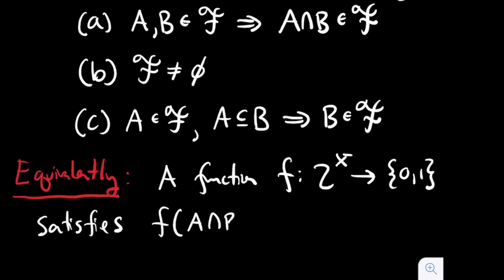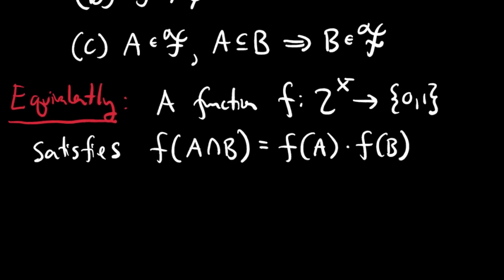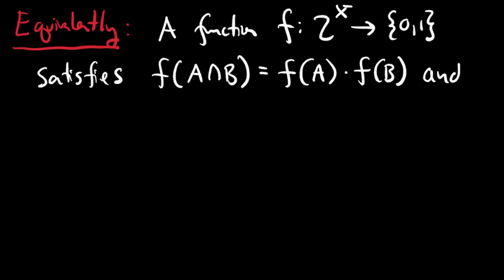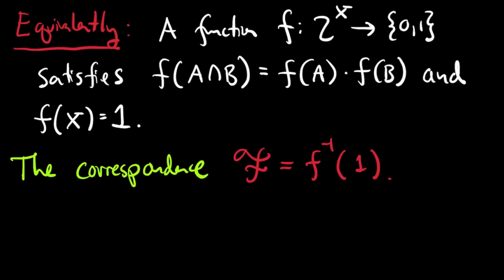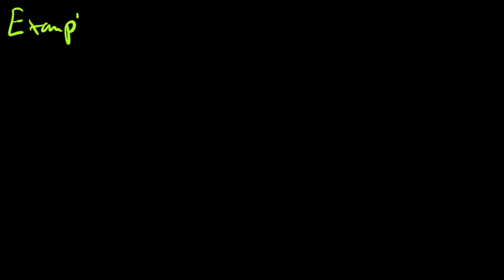It's often convenient to think of filters in another equivalent way, namely as functions from the power set of X into {0, 1} that are compatible with the binary operation of intersection and respect the identity for intersection. And then you move between these two perspectives. If you have a function from the power set into {0, 1}, you get a collection of subsets as the preimage of 1.